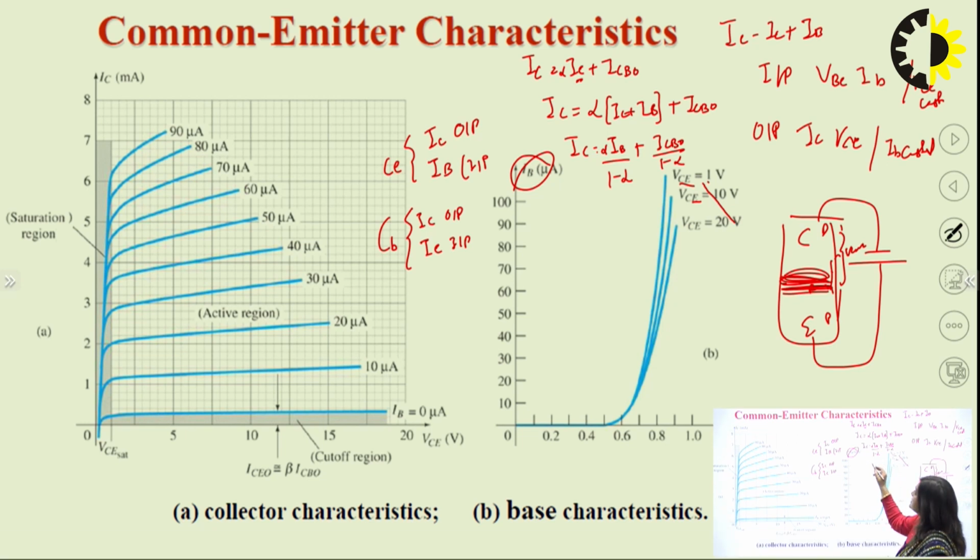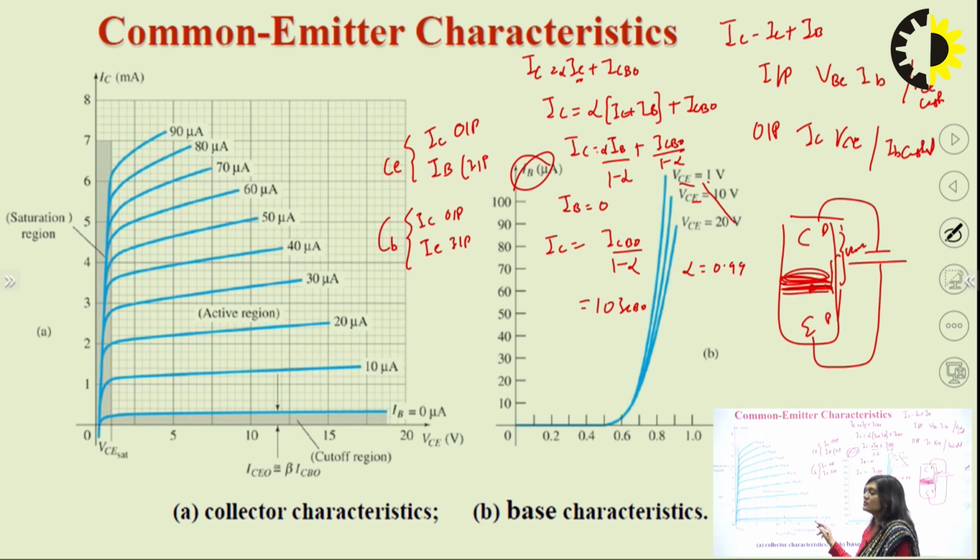Now if we put IB is equal to 0 here, IC would be equal to ICBO upon 1 minus alpha. Okay, and if we put the value of alpha as 0.99, we will have 10 times ICBO. So in common emitter configuration, if we put the value of IB is equal to 0, then IC would be equal to 10 times ICBO. That's why we cannot ignore it here.